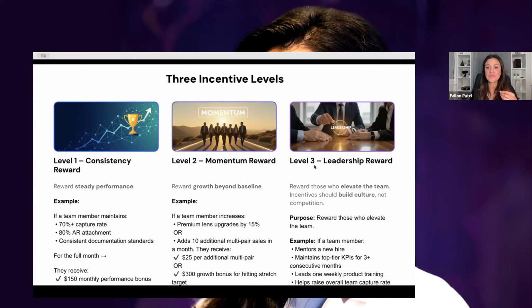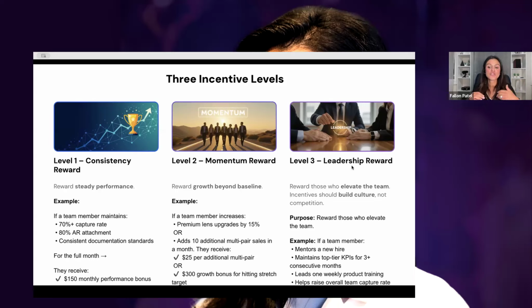And level 3 should be a leadership reward. So if you think about people in your company, I think about this in terms of my leads or my managers. I try to reward them more long term, so more quarterly or yearly bonuses based on the way the business tracks. And so, okay, awesome. And so you want to reward those who elevate the team. So incentives here should be built on how they build the office culture, not just competition and meeting numbers. So this ties into more hierarchical parts of the business, so business culture. So you want to reward those who elevate the team, right?